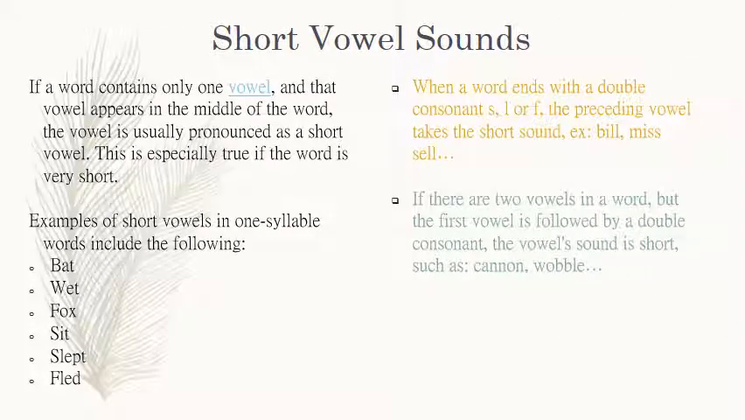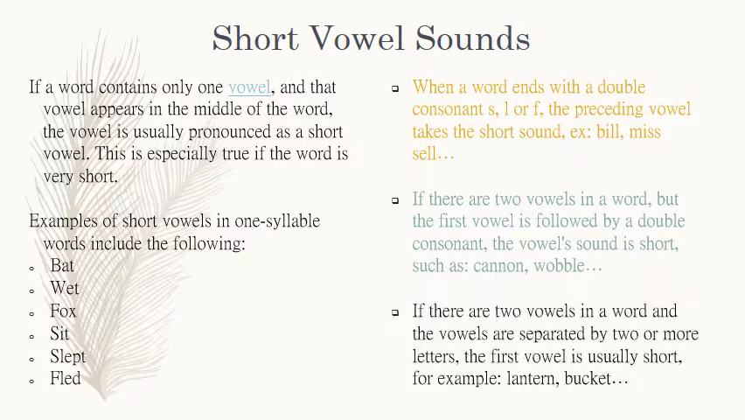Let's remember the other rules. If there are two vowels in a word, but the first vowel is followed by a double consonant, the vowel's sound is short, such as cannon or wobble. If there are two vowels in a word and the vowels are separated by two or more letters, the first vowel is usually short. For example, lantern, bucket.